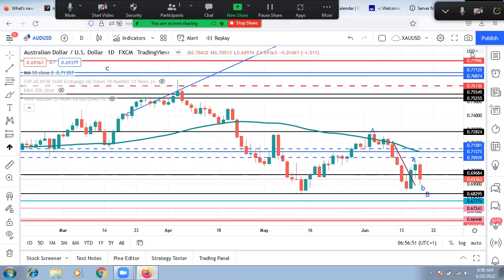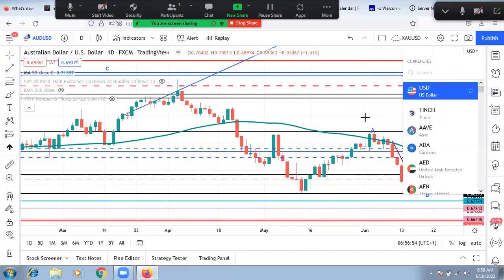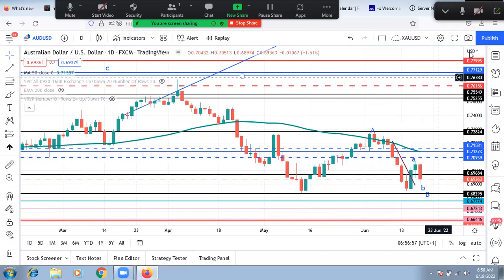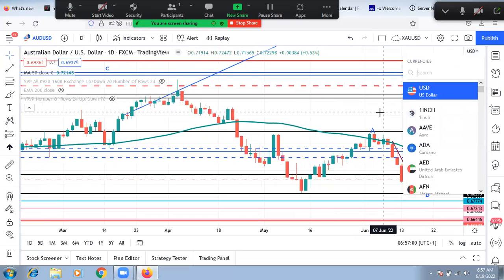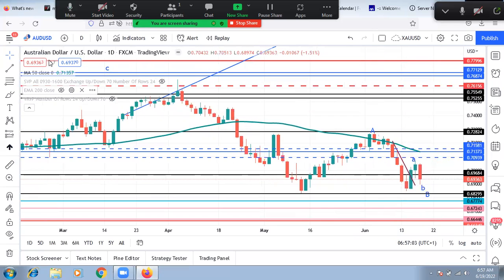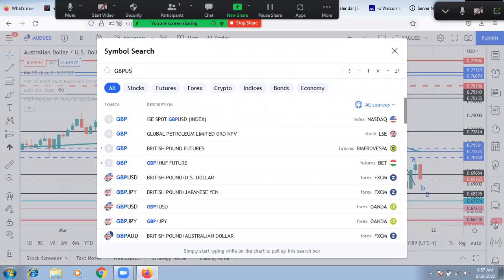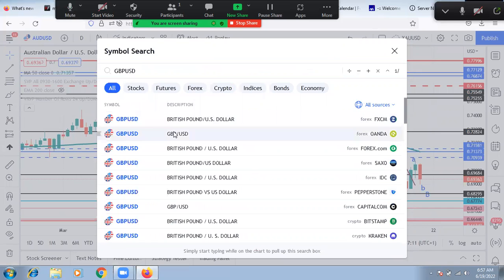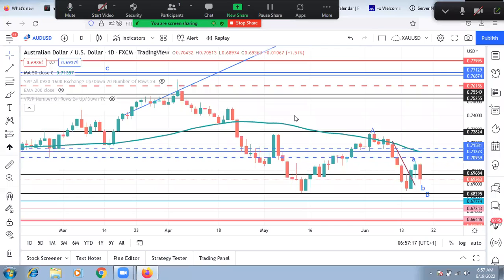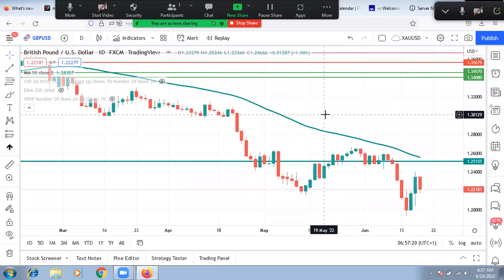Now, interestingly, let's see something. Let's look at another one, because we have looked at Euro USD and AUD. Let's look at pound USD. Now, looking at pound USD, okay, what we are seeing on pound USD is completely different.